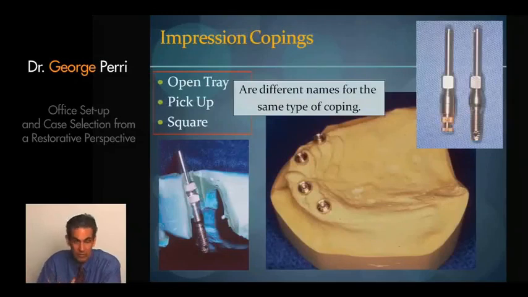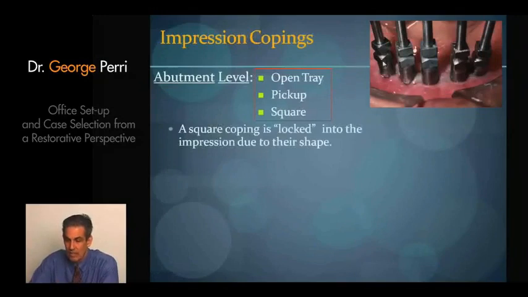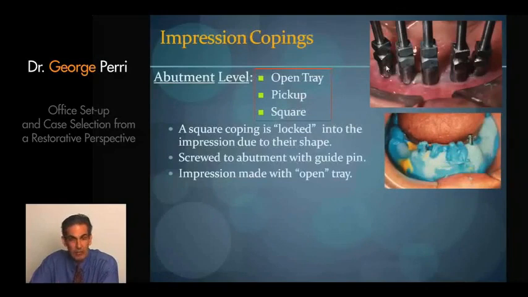So again, from a descriptive point of view, we require an open tray. They need to be picked up, and their shape needs to be locking or squared so that it will lock into the impression. Here's an example of that sort of impression where we will take the squared or open tray impression copings, connect them to our abutments intraorally. They're held in place with a separate guide pin.